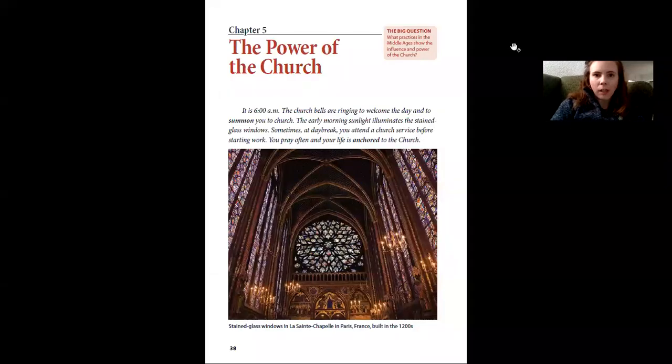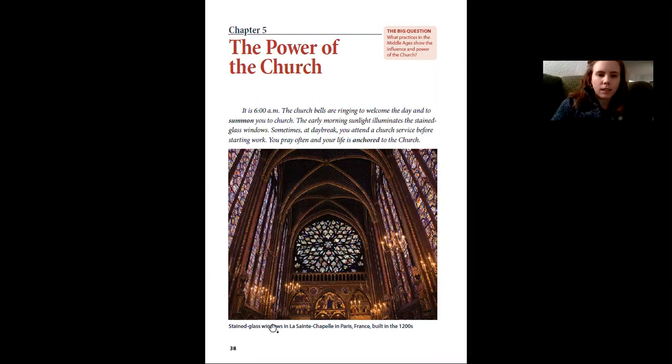Here we go, the power of the church, chapter 5. It is 6 a.m. The church bells are ringing to welcome the day and to summon you to church. The early morning sunlight illuminates the stained glass windows. Sometimes at daybreak, you attend a church service before starting work. You pray often and your life is anchored to the church. Remember, that means closely connected.